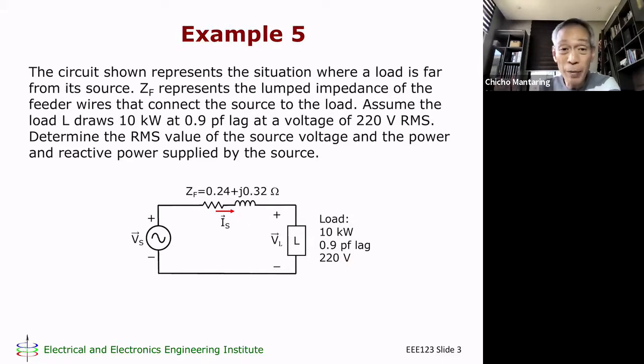The source voltage would have to be higher than 220 volts because there's going to be a voltage drop across your feeder line. So expect this to be higher than 220 to accommodate the voltage drop here. Okay, so the problem is to determine the RMS value of the source voltage and the power and reactive power supplied by the source. I'm not going to write out the solution as I usually do. I already have all the solutions in my slides, in the interest of time so that I can present more to you today.